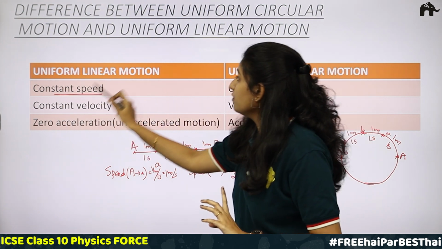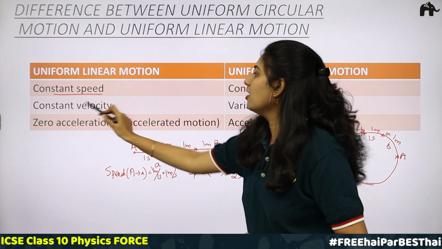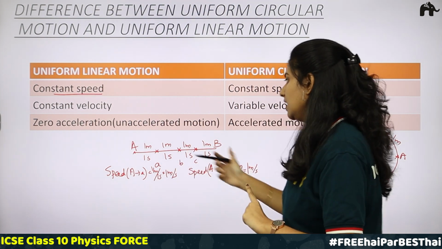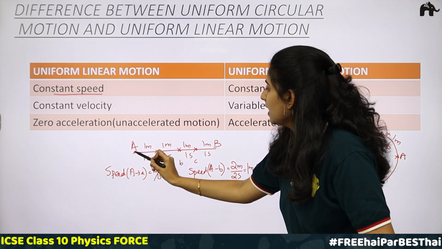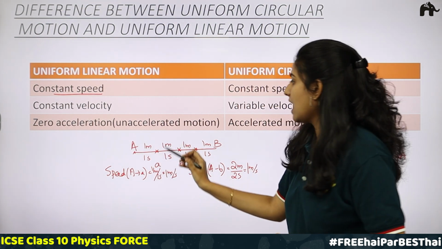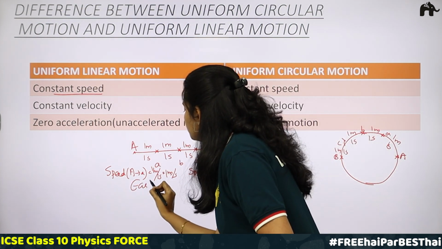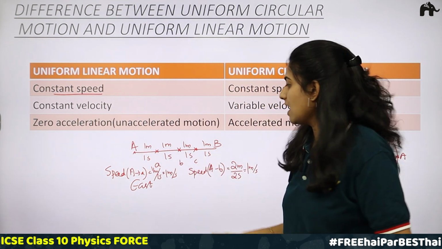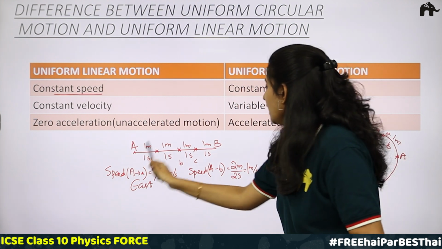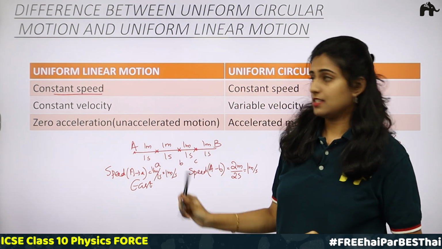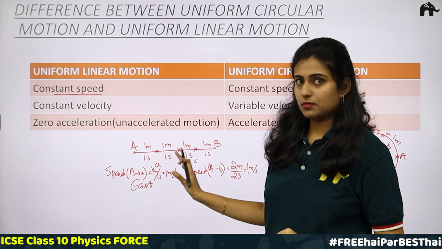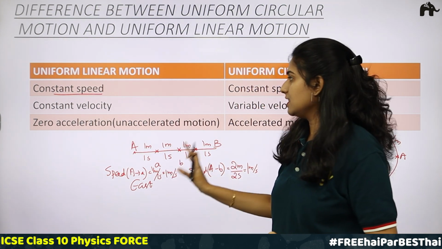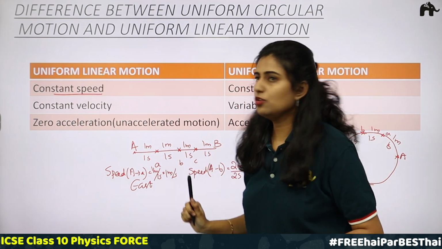Next, in the case of uniform linear motion, there is constant velocity. We know velocity depends on magnitude and direction. Take this case here: to move from A to small a, he is travelling towards east. From A to B, again he is travelling towards east. A to C, he is travelling towards east. The direction is the same. Therefore, since magnitude is the same and direction is the same, velocity is constant in the case of uniform linear motion.